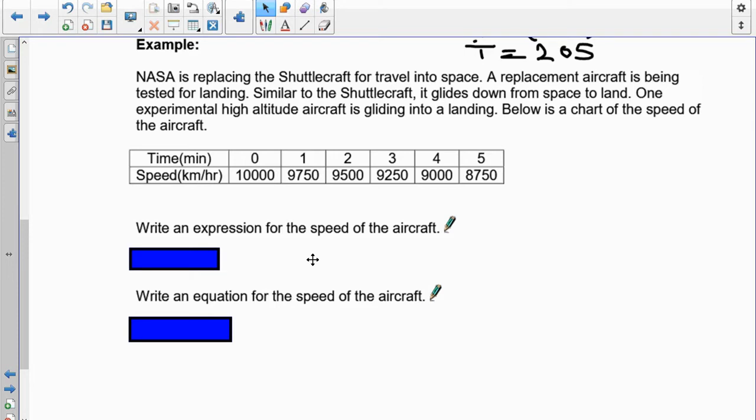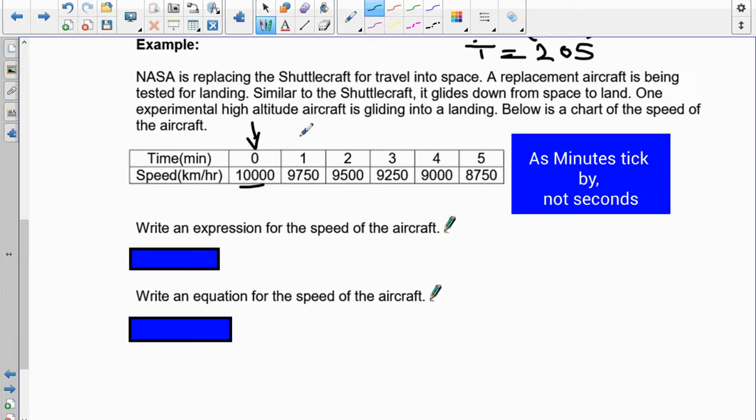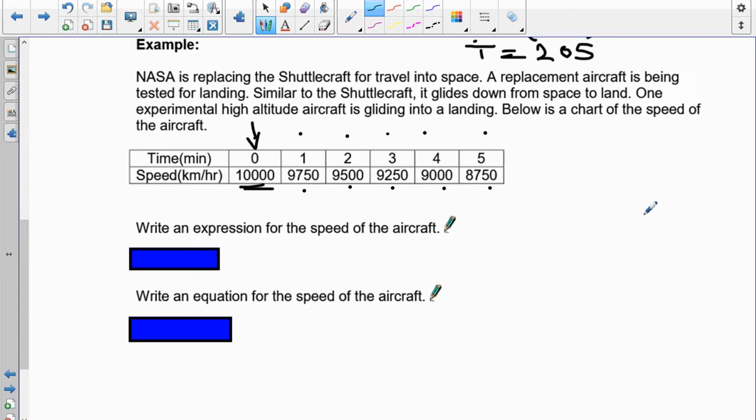So you can see here that they're going to start to come down from outer space. When they leave orbit, right here, this is when they start the timer. All right, so it's going to go at 0 seconds. They're traveling at a speed of 10,000 kilometers per hour. Now, as the seconds tick by, it's going to enter the atmosphere, and it's eventually going to come down in speed. So it says write an expression for the speed of the aircraft.